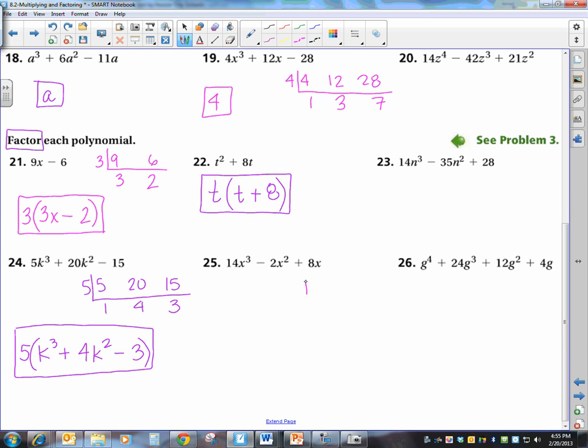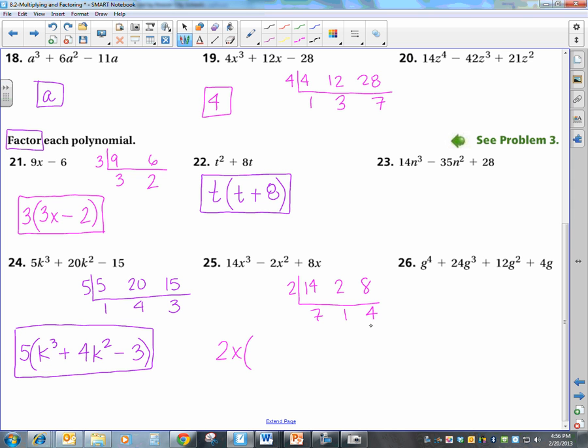I have 14, 2, and 8. What do we have in common? We have a 2, gives me a 7, a 1, and 4. So I know I'm done because I have a 1. So 2 is the beginning of my greatest common factor. I have an x in every term. Lowest exponent is a 1.